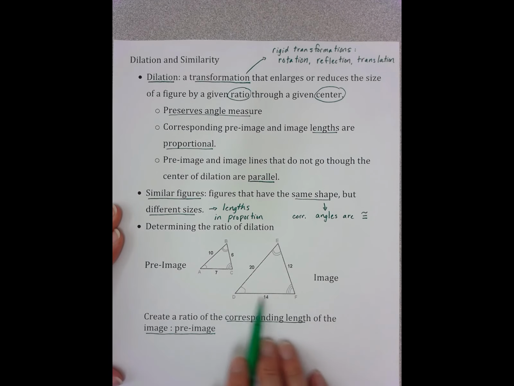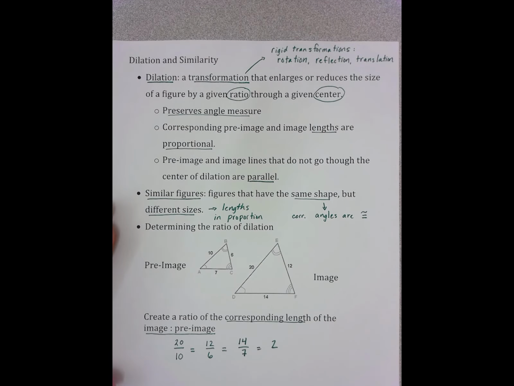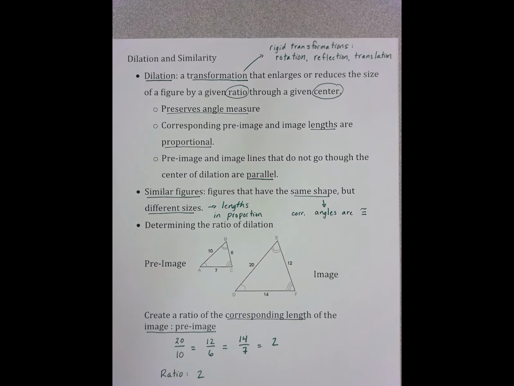So this is our image. So I'm going to say 20 over 10 equals 12 over 6 equals 14 over 7. And those all equal 2. So we say here that our ratio is 2. If, by any chance, these three ratios did not all equal 2, that would mean that these triangles, these figures, were not similar. So this is a nice check to make sure that you do indeed have similar figures.